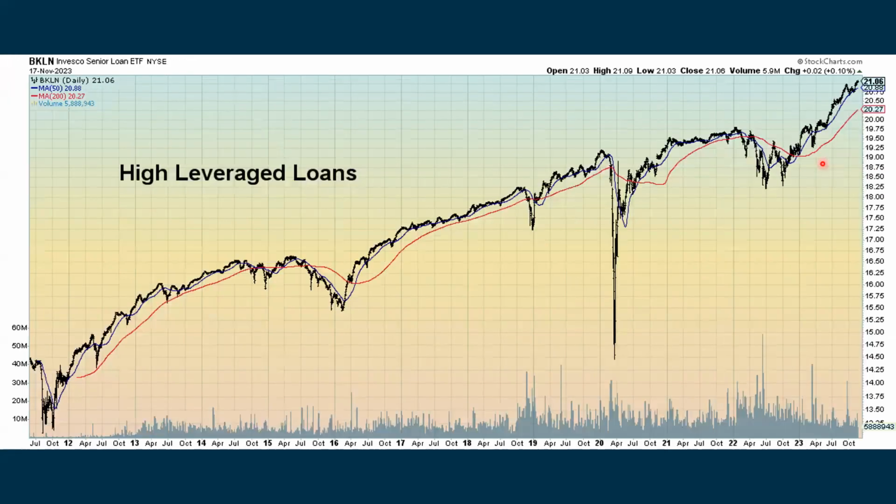How's that? High leverage loans. I always say this in every video. If we were getting ready to fall apart economically, this would not be going up the way it is right now. These are risky loans. And you have very smart people that invest in this BKLN. And if they were really freaking out about what's happening, they would be selling, not buying, and driving prices higher.